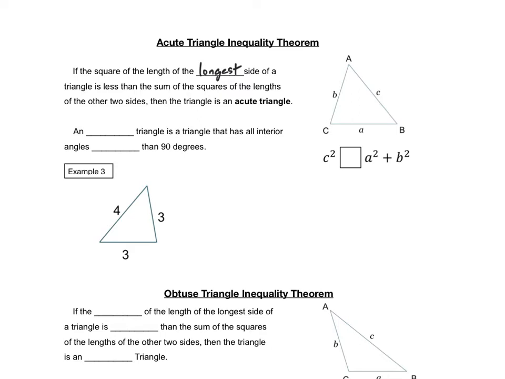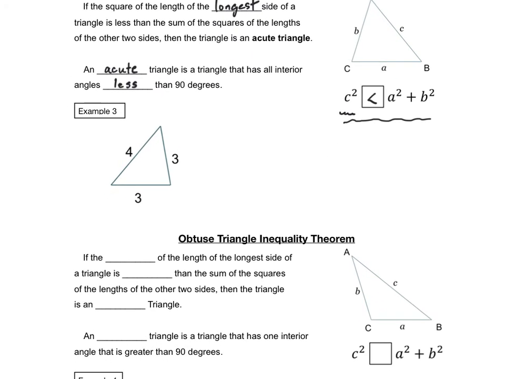So the square of the longest side is going to be less than the sum of the squares of the other two sides. So here we have an acute triangle. An acute triangle is a triangle that has all interior angles that are going to be less than 90 degrees. That would be the identifier for an acute triangle, and this will help us identify that acute triangle mathematically.